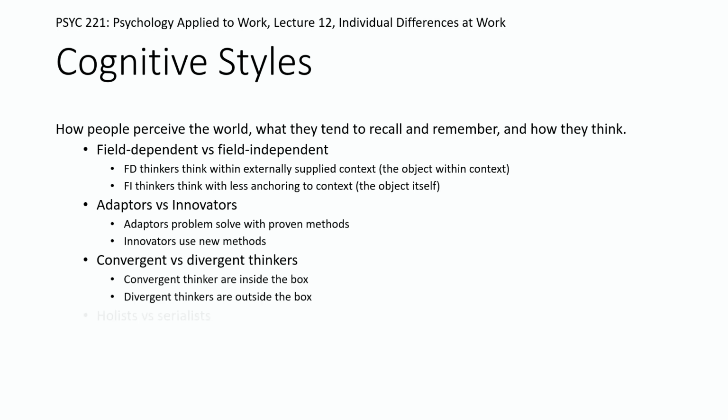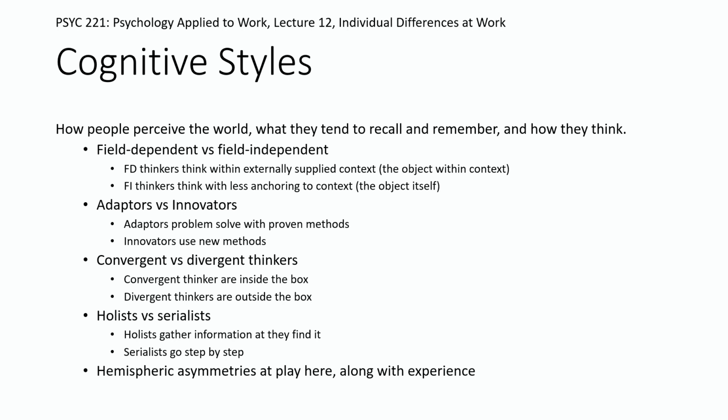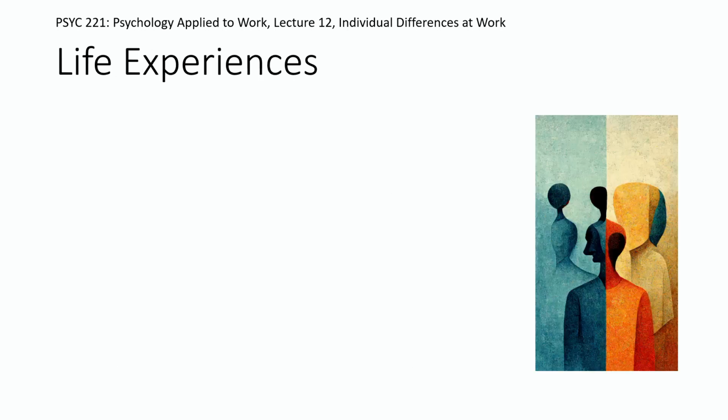Convergent versus divergent. This is really inside the box, outside of the box. Holist versus serialist. Holists look for information where they find it, whereas serialists go step by step. It's sort of a series-parallel element there, kind of. And it should be obvious, if you were listening to the previous bonus lectures, that a lot of these things can be looked at across hemispheric, left hemisphere, right hemisphere asymmetries as well. So again, this is just a smattering to expose you to it.